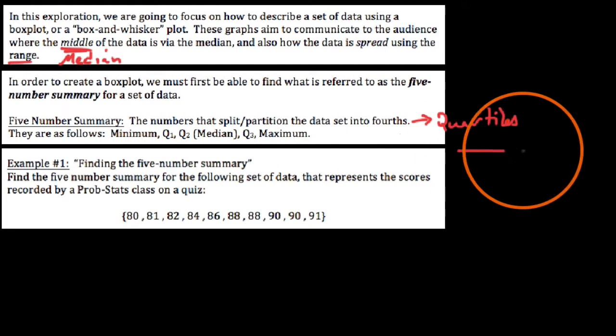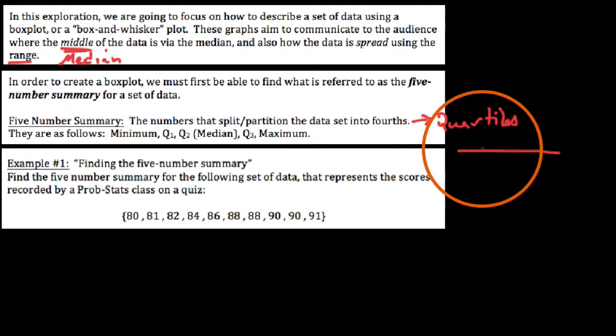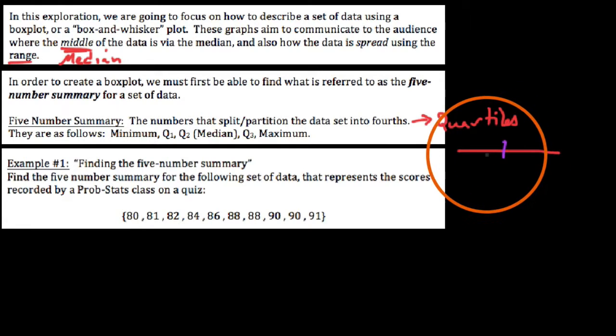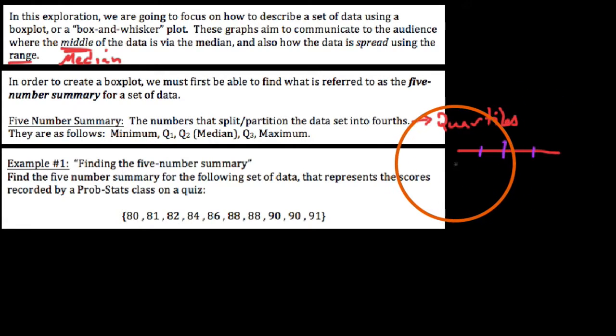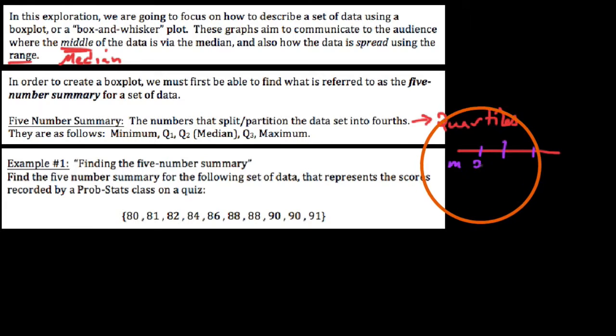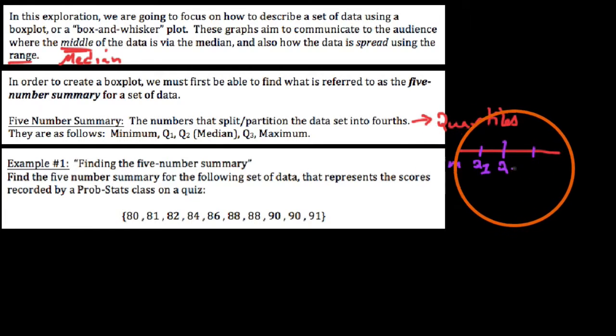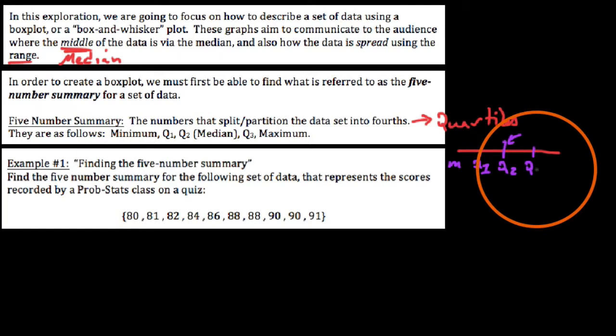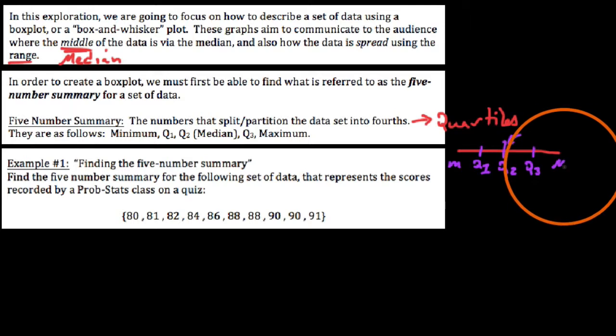Because what we're going to be doing is taking a set of data and splitting it into fourths. Say this geometrically represents my data set. We're going to split it in half. We're going to split the halves in half. And what we get is this. We get the minimum. The end of our first 1/4 of data will be here. The end of our second 1/4 of data will be here, and this will be the median, essentially. And the end of our third fourth of data will be here, and then our maximum here.